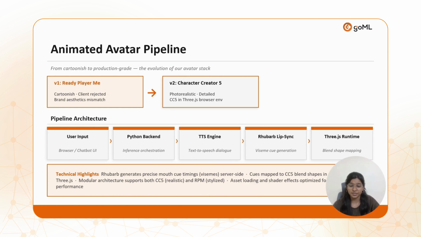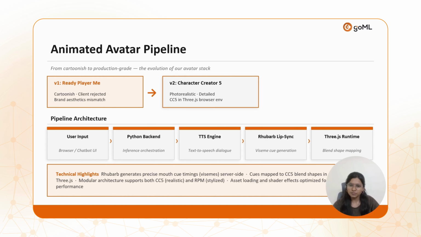our avatar will speak. Next is lip sync. For lip sync, we use the Rhubarb library, which generates precise mouth cue timings. These are called visemes on the server side. This is critical. Rhubarb analyzes the audio and produces timing data that tell us exactly which mouth shape to display at each millisecond. Next is the Three.js runtime.